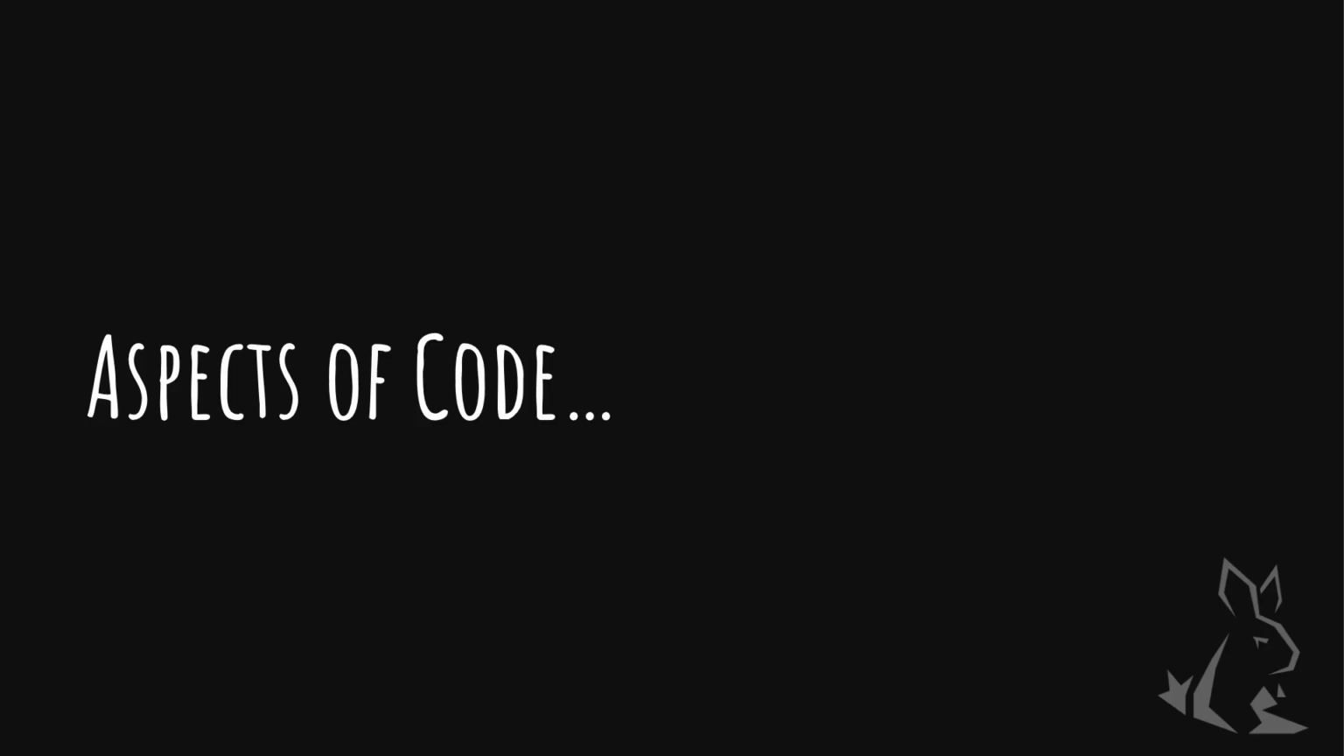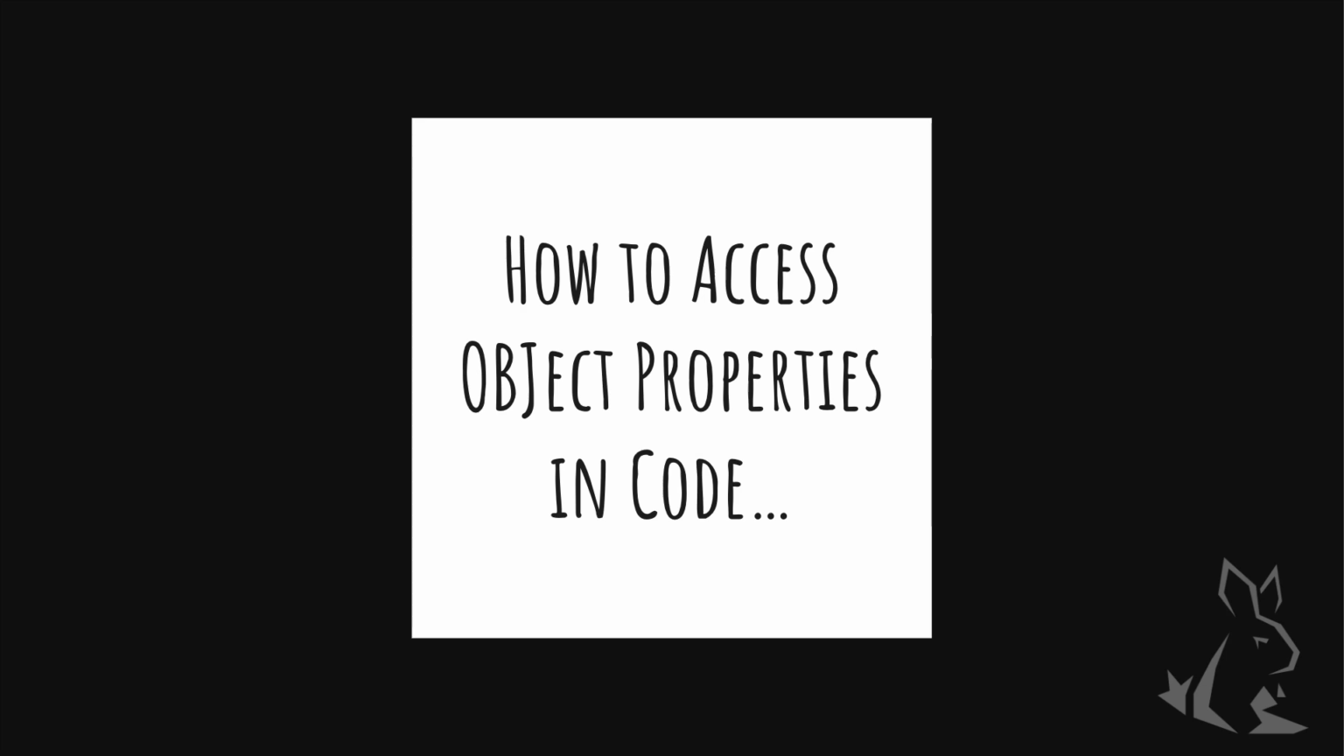So there are several aspects of these objects that I need you to understand so that we can use them inside of code, and we're going to talk about some of those. The first one being, how do I access pieces of information inside of an object in my code? So let's talk about that next.